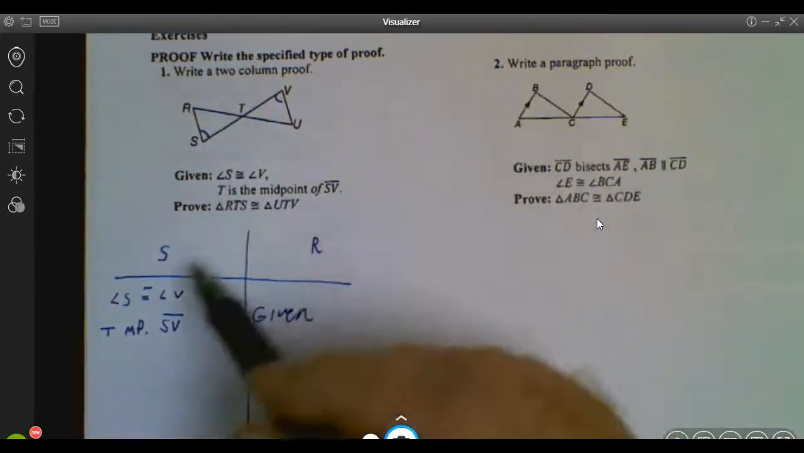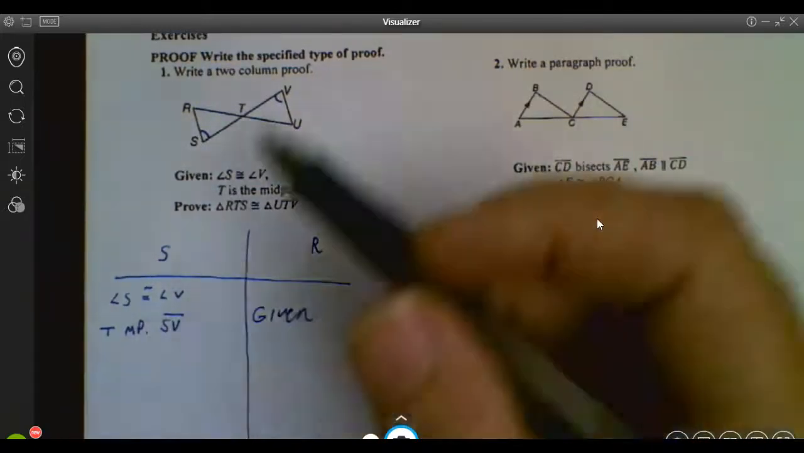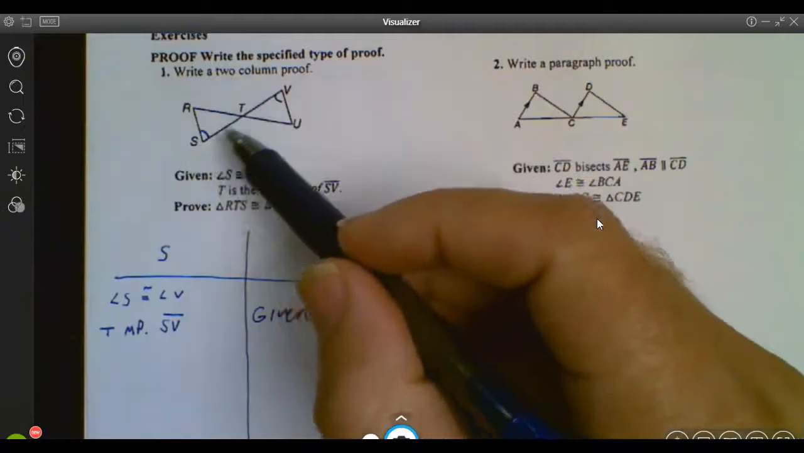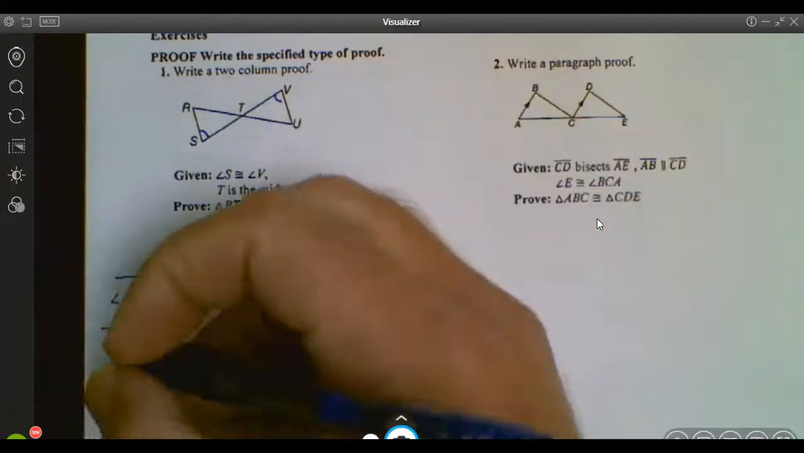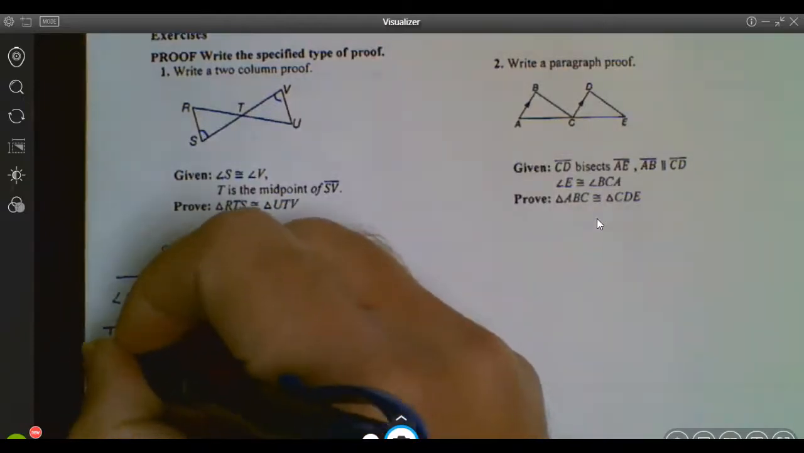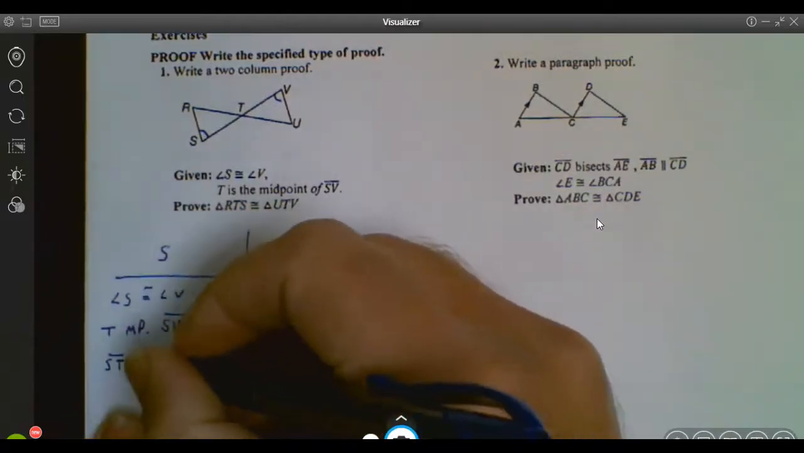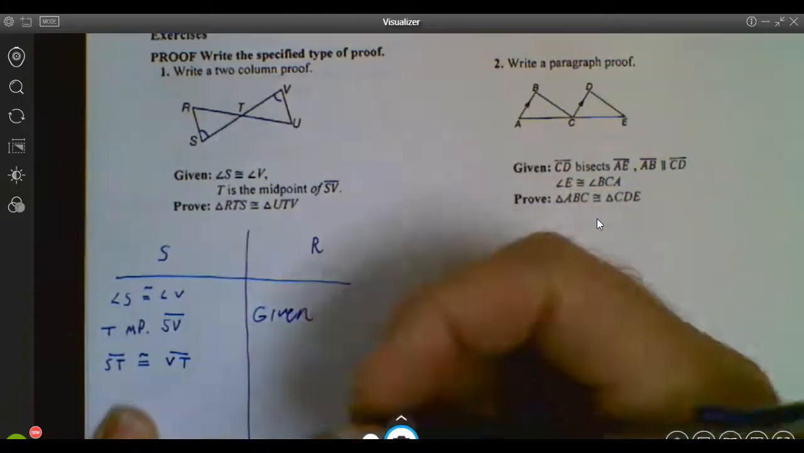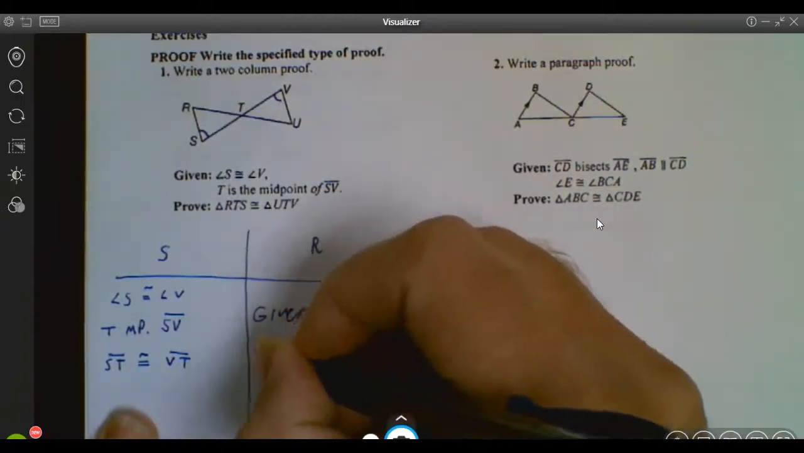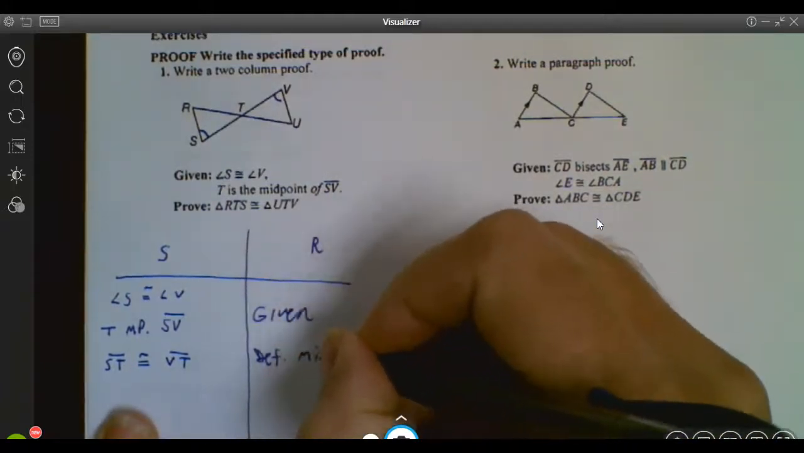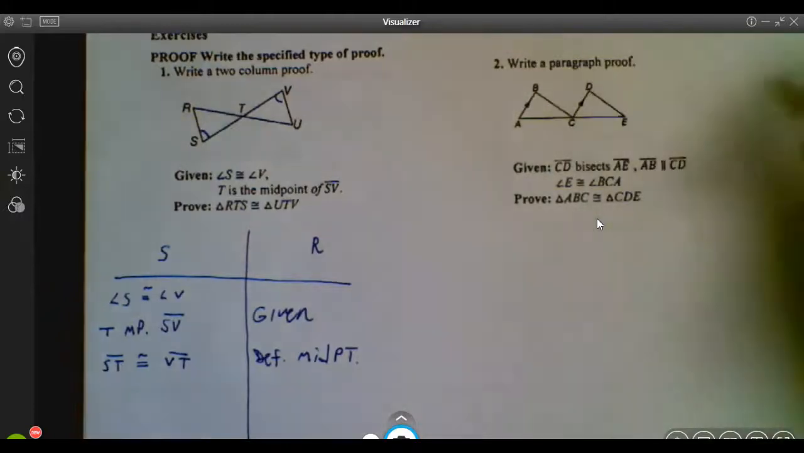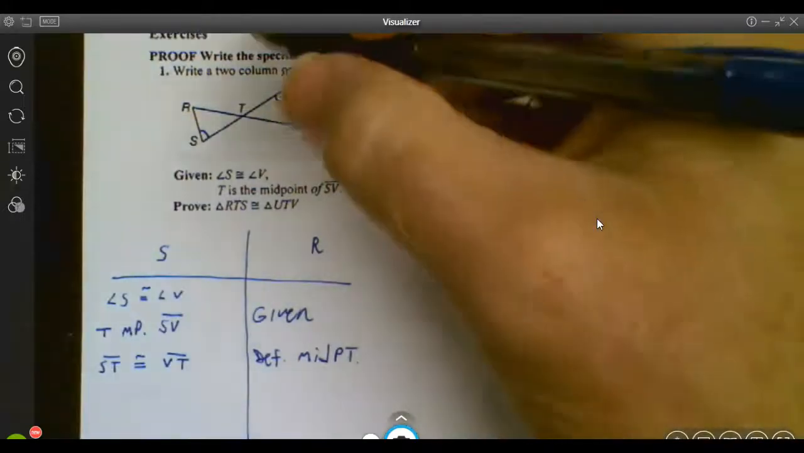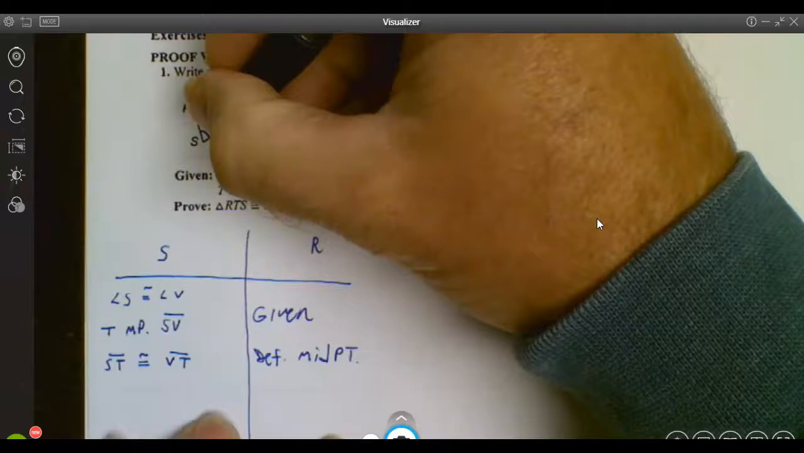I'm going to start with my given information that said T is the midpoint of SV. So here's SV. If T is the middle of that, that means ST is congruent to VT. And that's, again, you could say definition of midpoint, or you could say midpoint theorem. Both of those tell you that segments are congruent when you have a midpoint. So either one would be accepted in this case. Let's go to our vertical angles. Let's mark what we just said here. So I'm going to mark those.